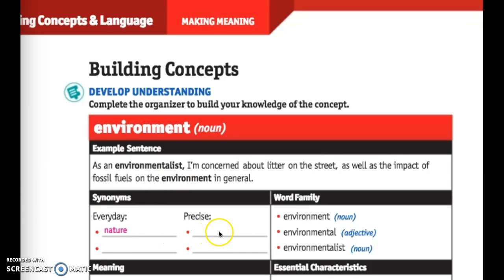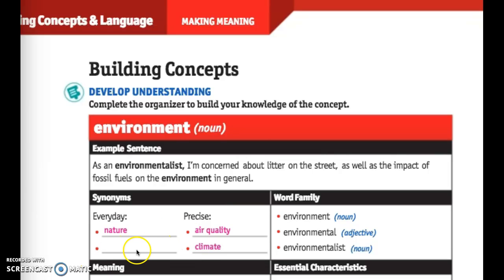And let's think of a precise word, one that's more specific and academic. Right? If I'm concerned about the environment, I could also be concerned about the air quality. Air quality in Paris isn't always that good. There's smog in the air. All right? That's the environment I live in. I want you to come up with your own everyday word that means the same thing as environment. So look at these two words, and I'll give you one more precise word, climate. Climate has something to do with the weather or the atmosphere. So if environment means nature, air quality, and climate, then what's another word that means the same thing as environment?